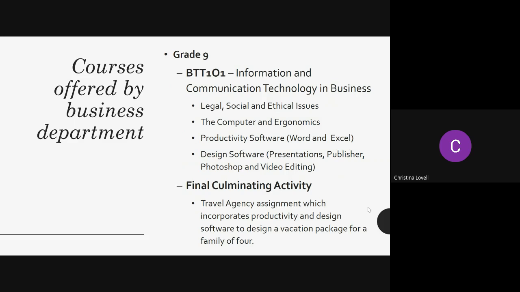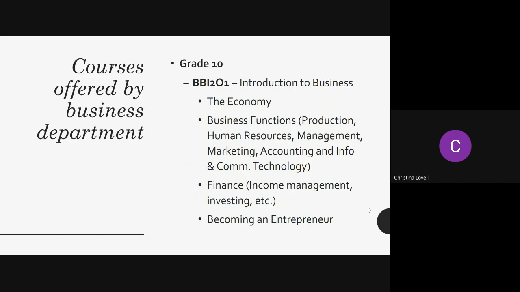Once you've mastered all these skills, then you'll do your final culminating activity, which is your travel agency assignment, which incorporates those skills to design a vacation package for a family of 4, which includes travel, accommodations, food, and sites. What are they going to see? Everything that's needed.